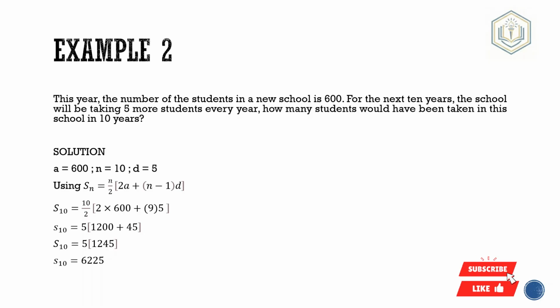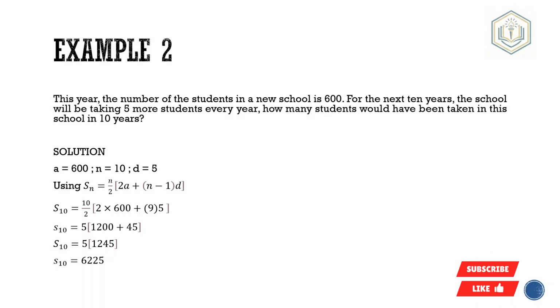That is the sum for 10 years. So that will be S subscript 10 equals 10 over 2, open a bigger bracket. That will be 2 times our a, which is 600, plus 10 minus 1, which is 9, so our 9 times 5. You close the bigger bracket, and so you simplify that. 10 over 2 will be 5. Then in your bigger bracket you have 2 times 600, that will give us 1200. Then plus our 9 times 5, that will give us 45. You close the bigger bracket.